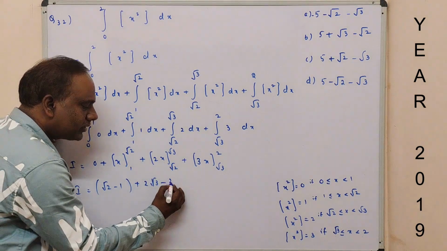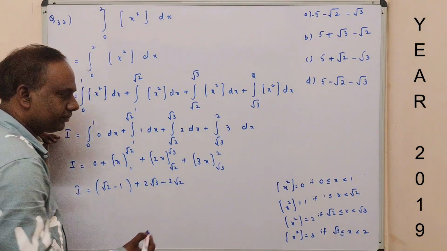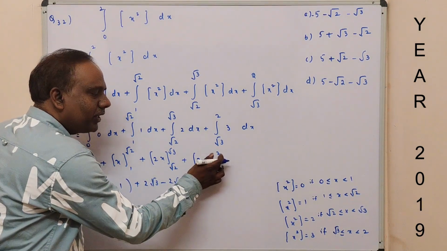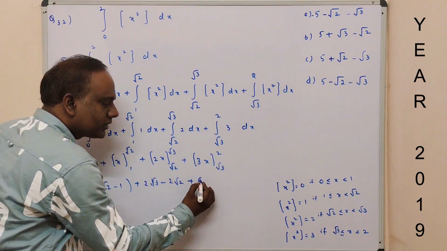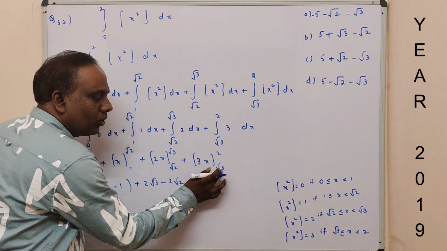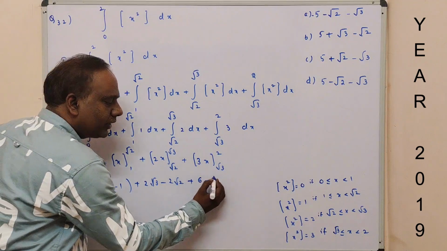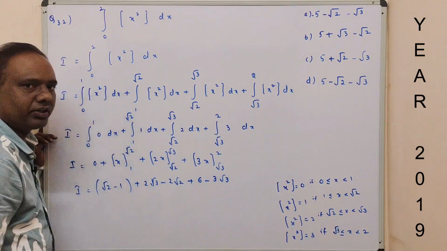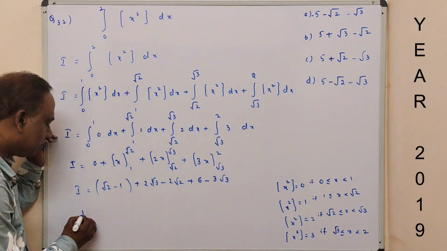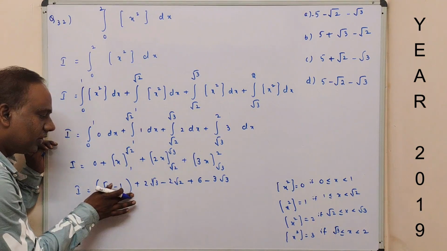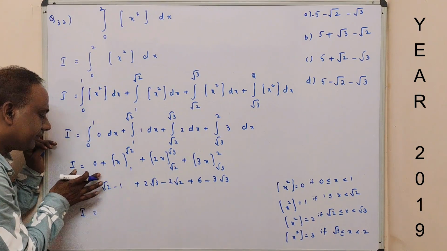2 into root 2 is 2 root 2. Here the upper limit is 2, so 3 into 2 is 6, minus the lower limit, root 3. 3 into root 3 is 3 root 3.